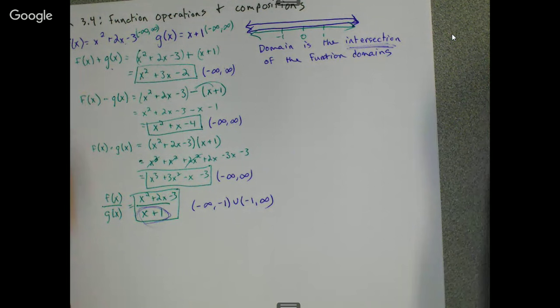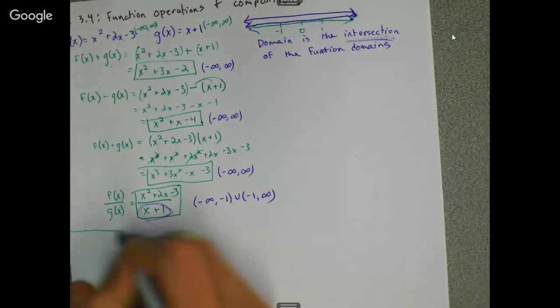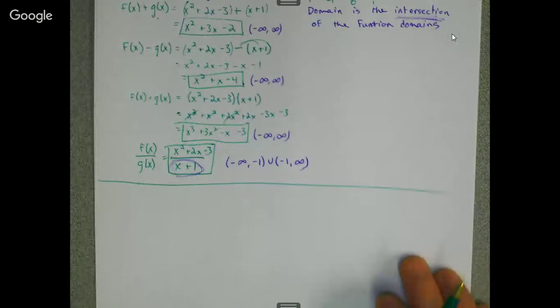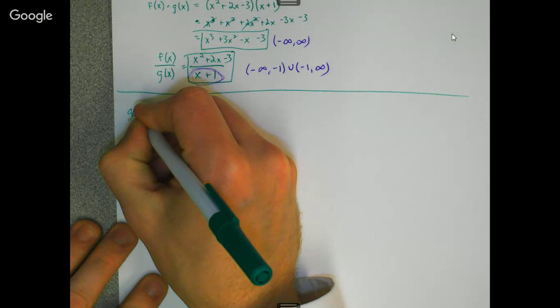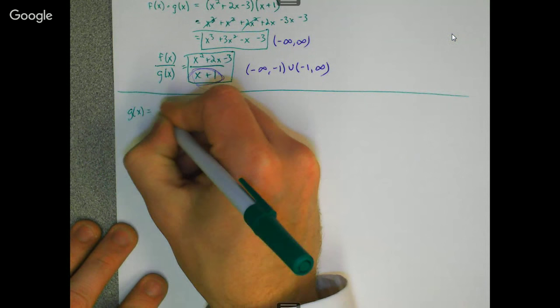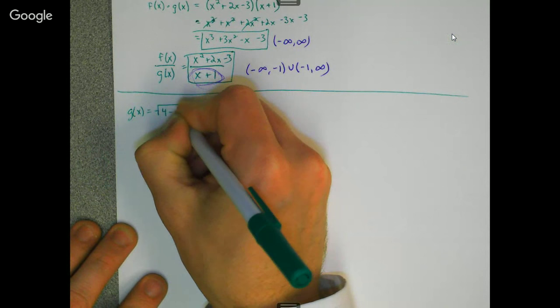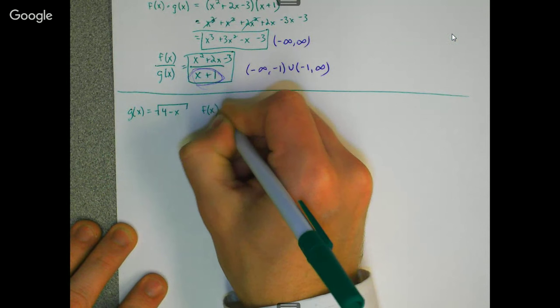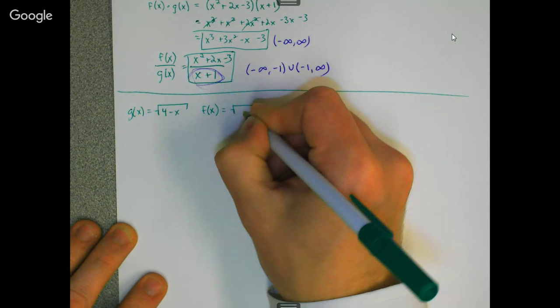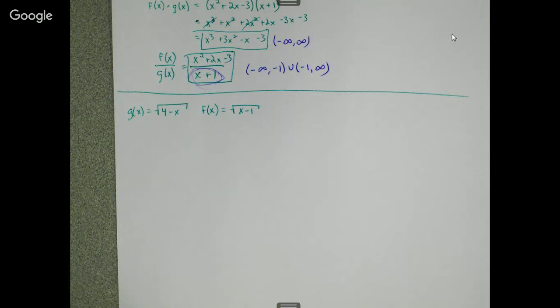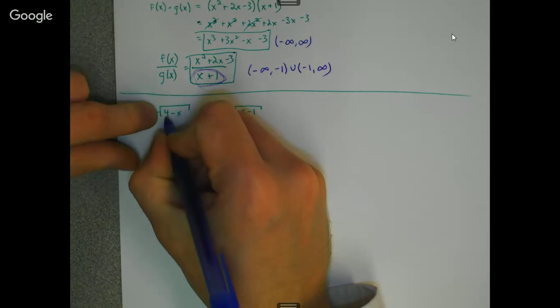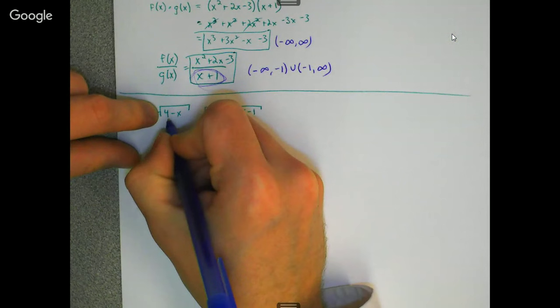So that one was pretty basic. Let's try a little bit tougher one. Let's say my new function, g of x, is the square root of 4 minus x, and f of x equals the square root of x minus 1. Before we go anywhere, let's go ahead and find what our domain is of each one of these. So this under here has to be positive.